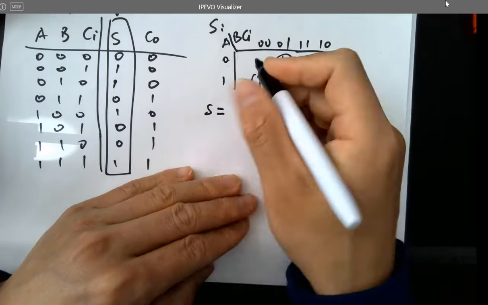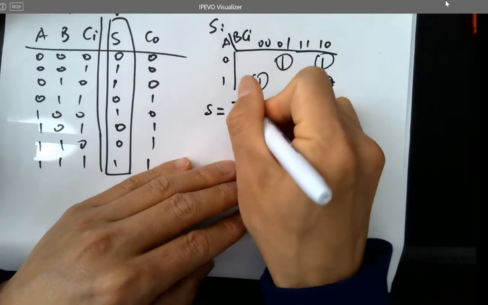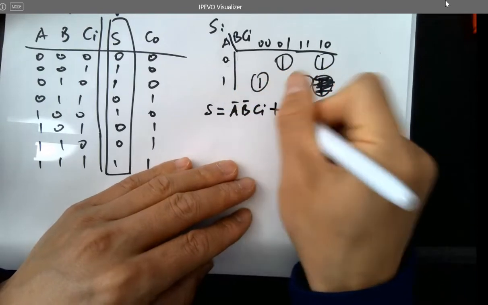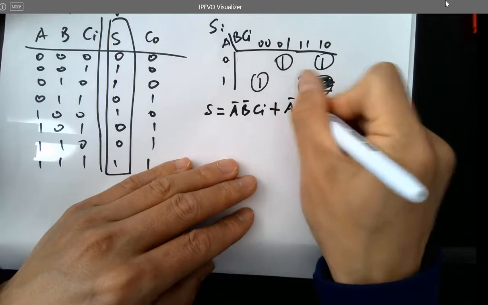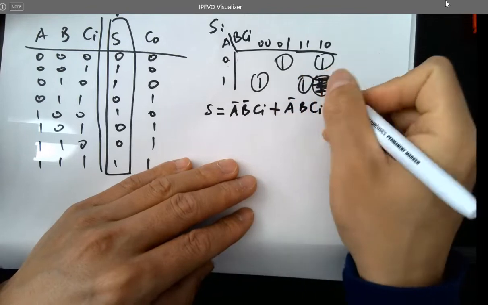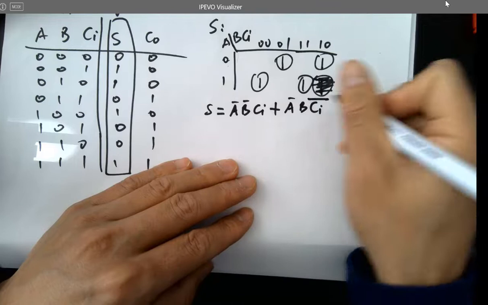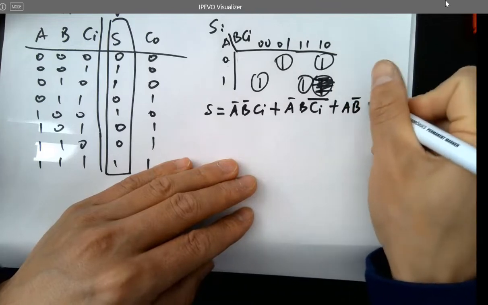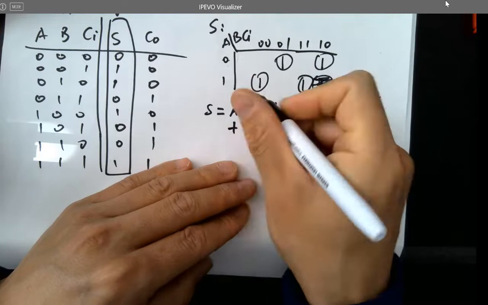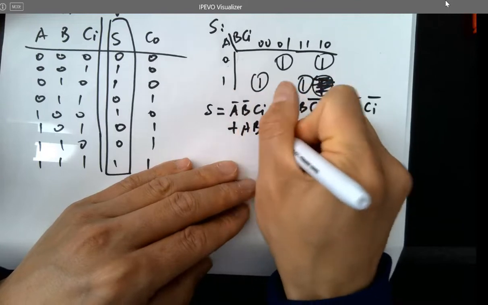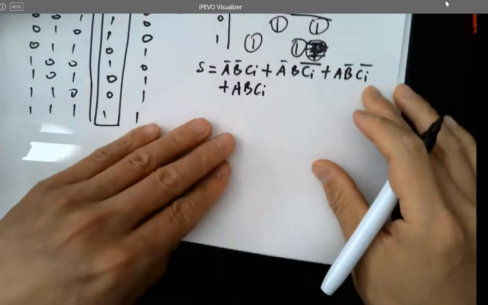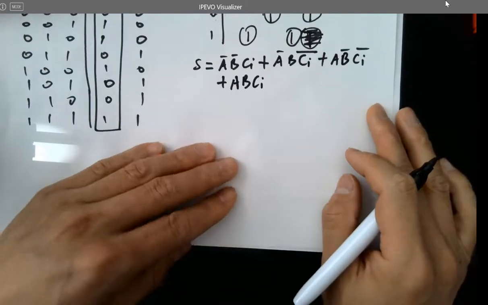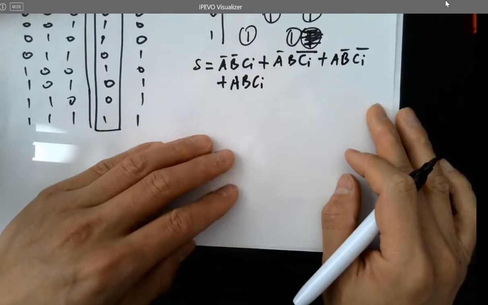So S equals A not B not Ci, A not B Ci not, A B not Ci not, A B Ci. Then what's the next step over here?